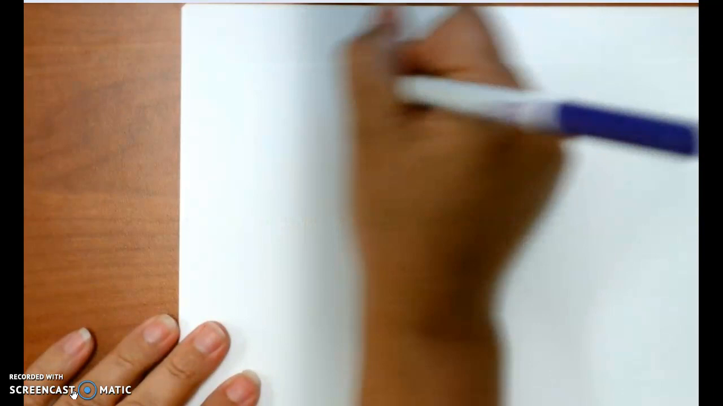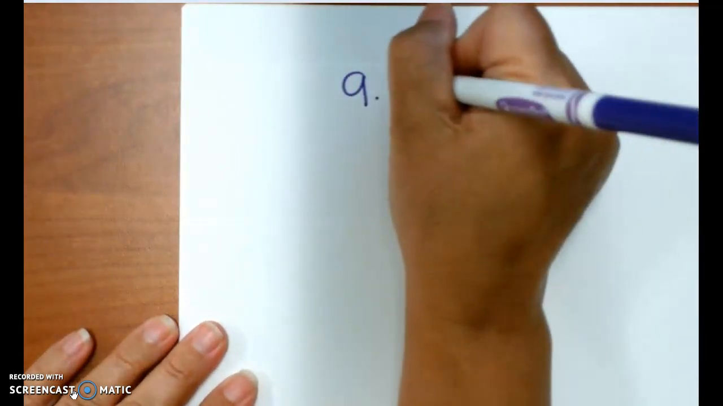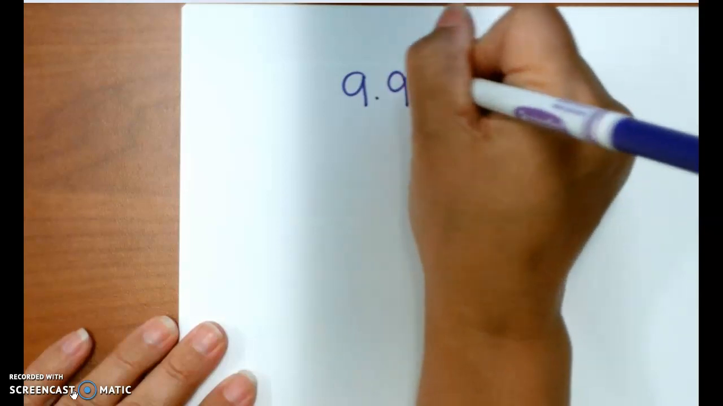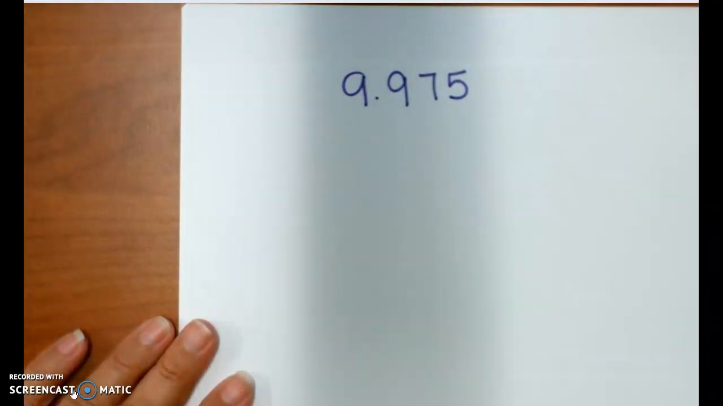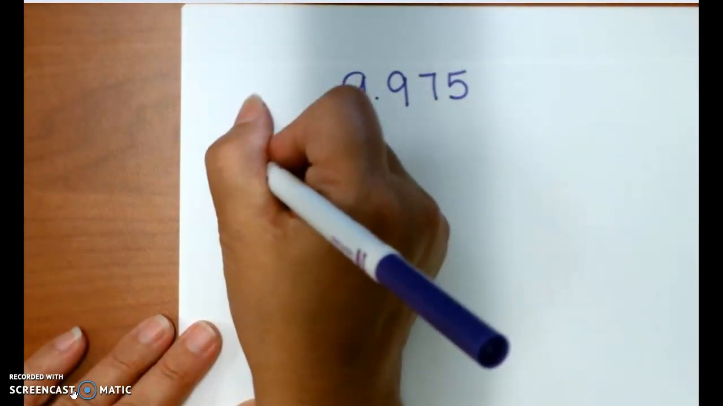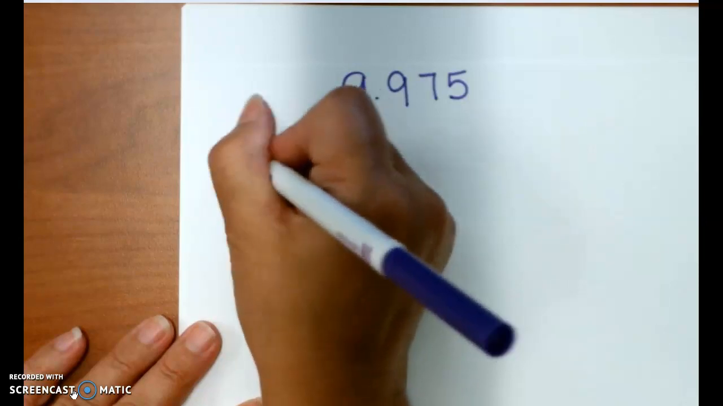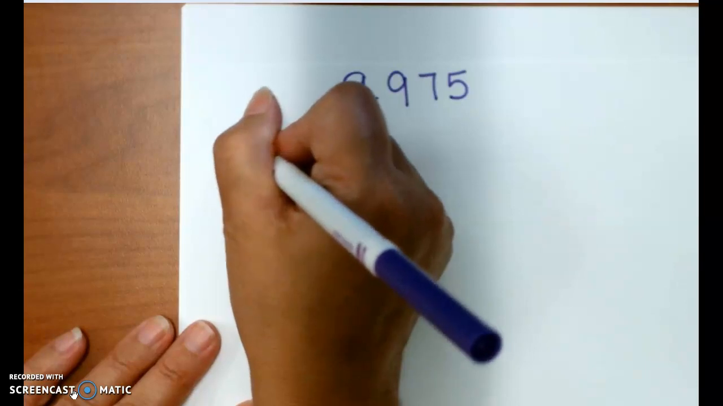Okay, the next one that we're going to do is 9 ones, 9 tenths, 7 hundredths, 5 thousandths. Now, I'm not putting this on a place value chart, but if we were in class, we would. So, first we're going to round it to the nearest 1, nearest whole number.